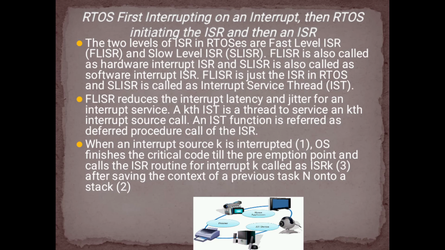When you are executing a program, as in the example we have discussed now, in a room temperature controller, when the temperature is above 20 degrees Celsius, it automatically switches on the AC. So when the temperature is above 20 degrees Celsius, there is an interrupt given to the RTOS. The RTOS initiates the ISR, then the ISR completes the process, switches on the AC, then it will continue the process. This is a type of hardware interrupt, and that is fast level ISR.